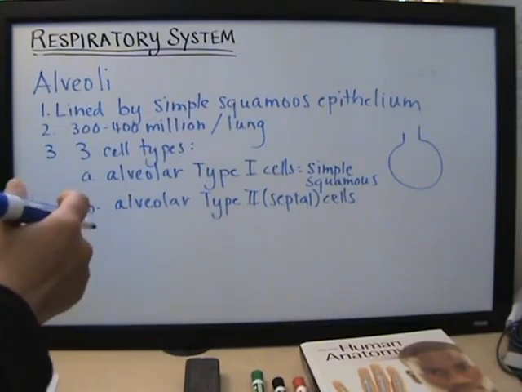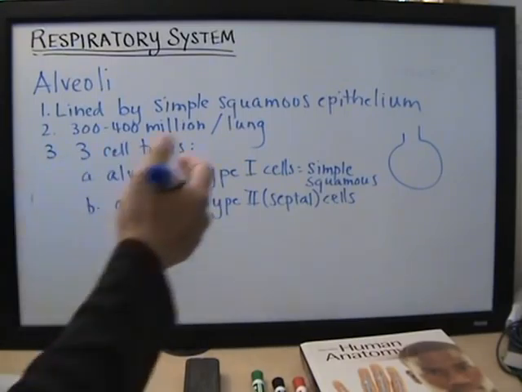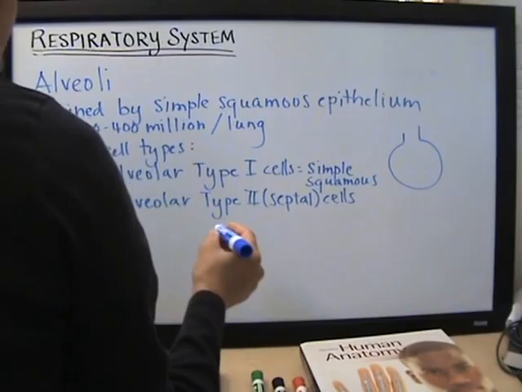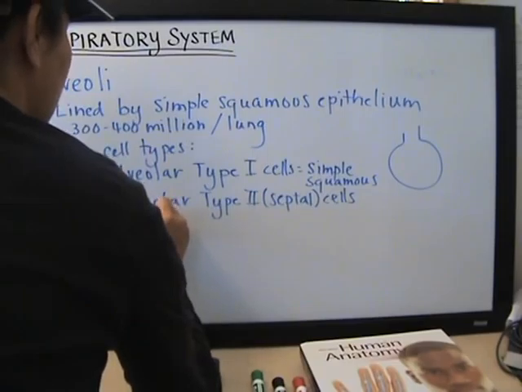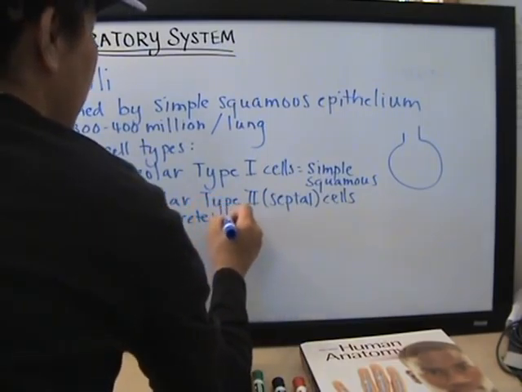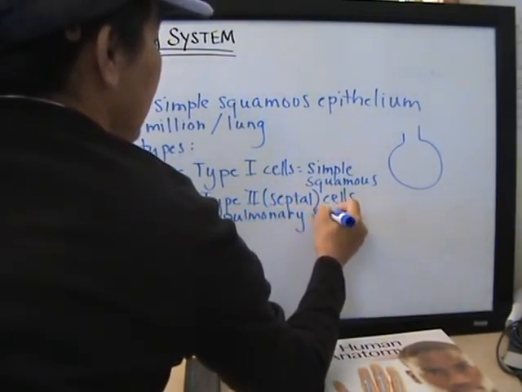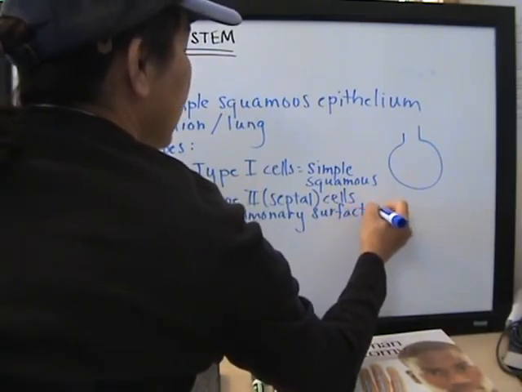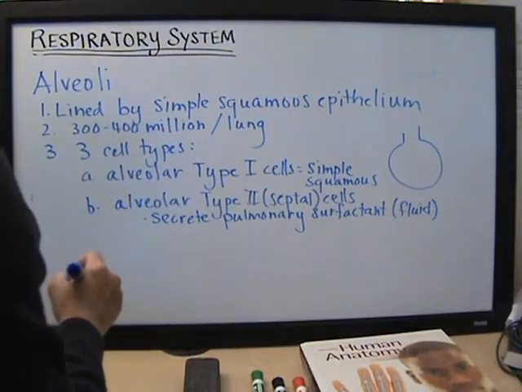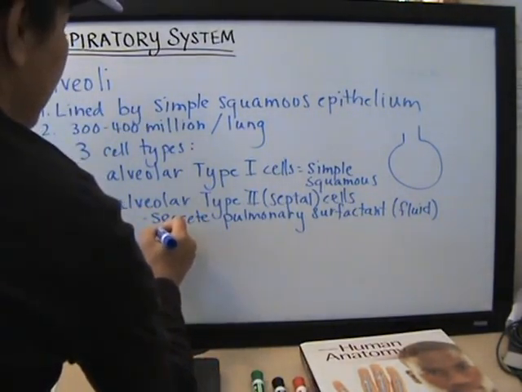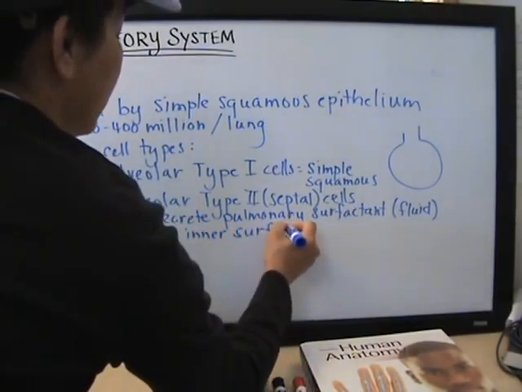But they're important because they secrete a fluid called pulmonary surfactant on the inner lining of the alveolus. So I'm going to put secrete pulmonary surfactant, which is a fluid, on inner surface. Now, why is that important?